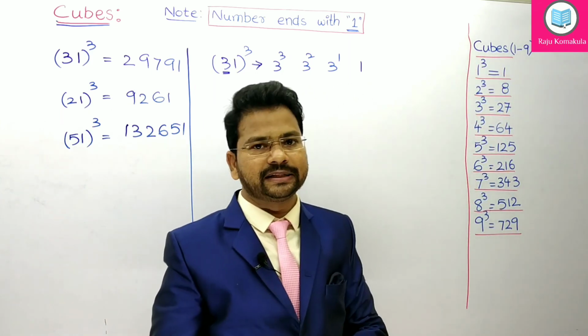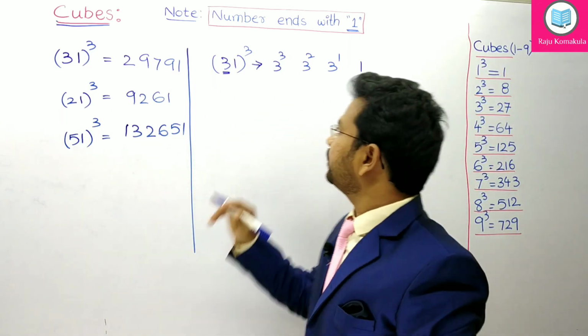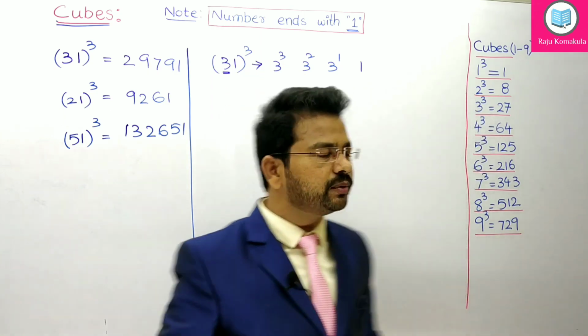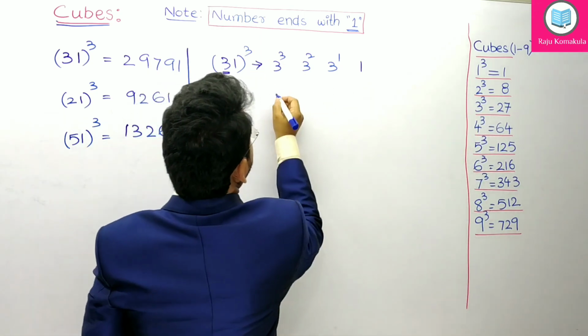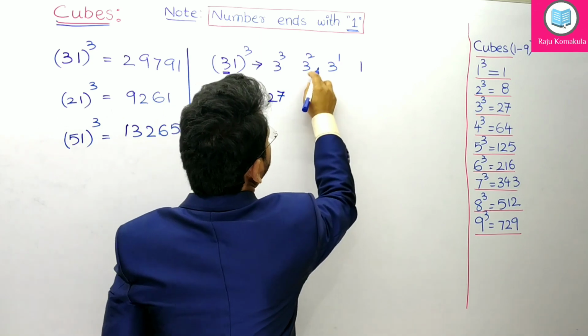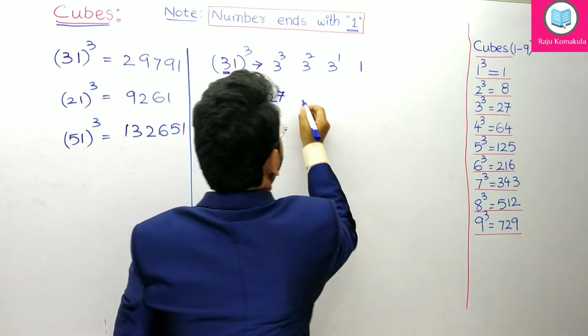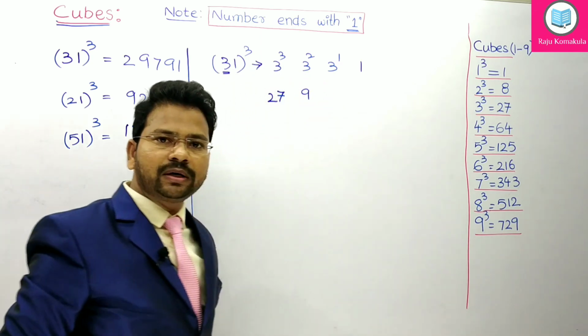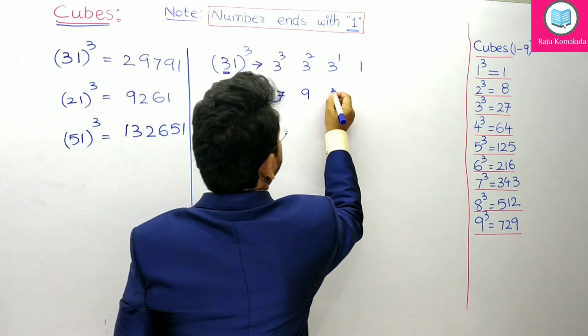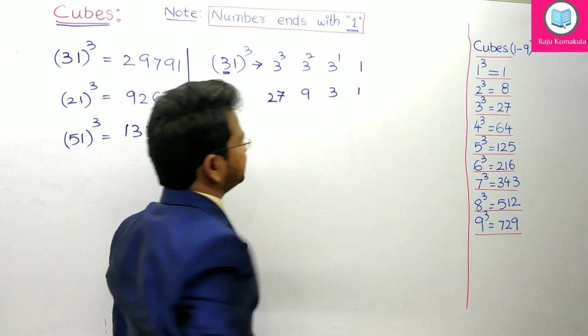1 to 9, this is most important. Now I am writing 3 cube. What is 3 cube? You can see here 27. Now 3 square is 9. 3 power 1 is 3 only. And 1 as it is.